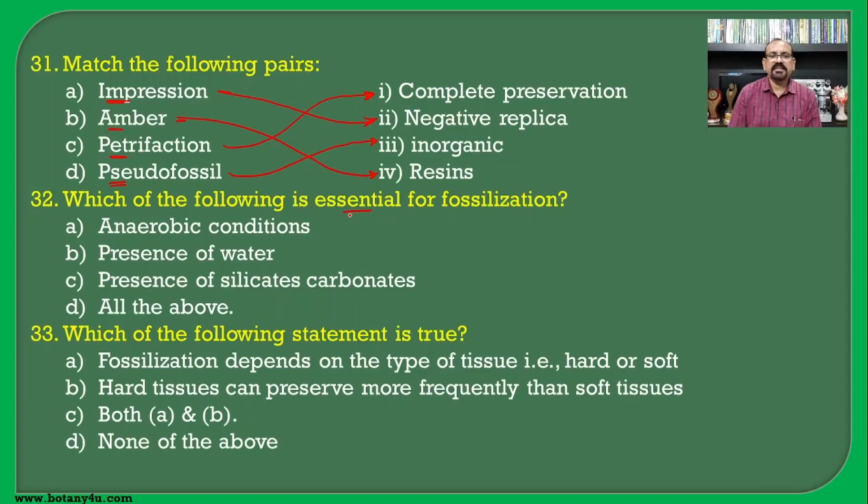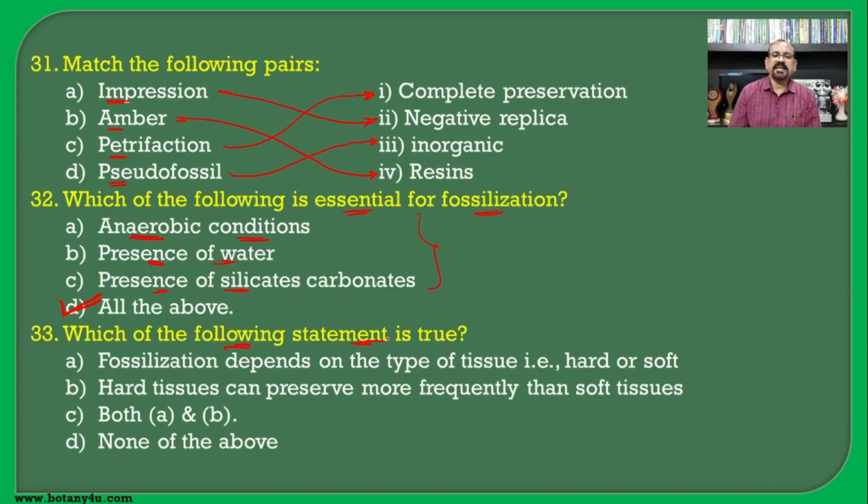Then which of the following is essential for fossilization? In the method of fossilization there is a need of the anaerobic condition, because in aerobic condition there is possibility of the decomposition of the organic matter of the plant or the animal. Then presence of water and presence of different minerals like the silicates, carbonates, etc. So all these three conditions are essential for the formation of the fossil, that is fossilization, and hence all the above become the answer for this question.